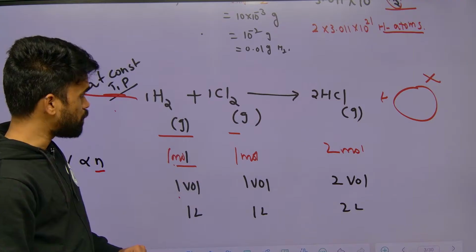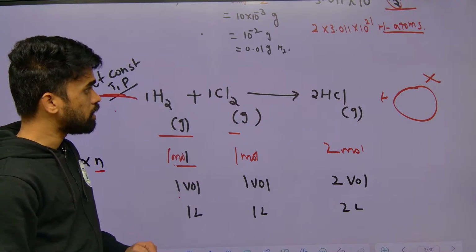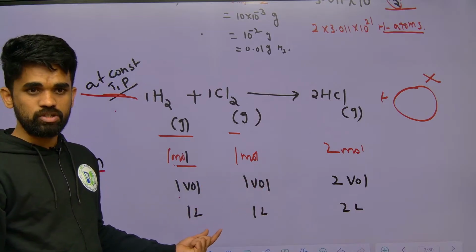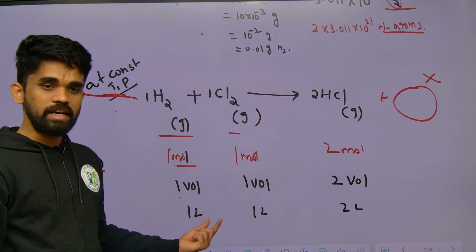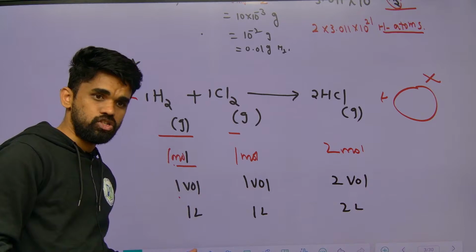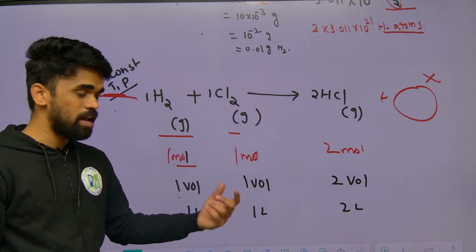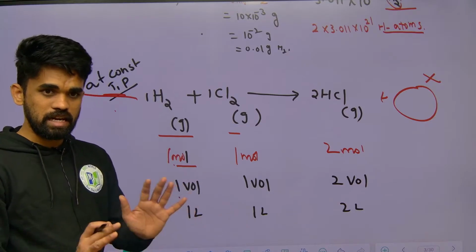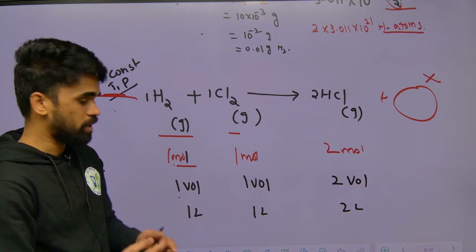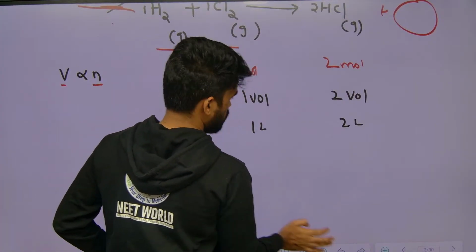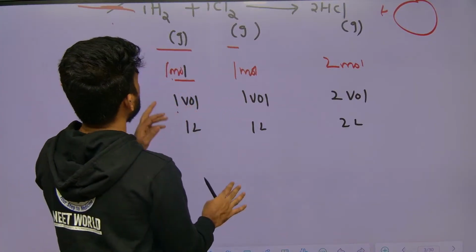For example, I got 20 ml of HCl. What ratio should I take here? 10 ml of H2, 10 ml of Cl2 gives you 20 ml of HCl. Is this clear or not? Very basic understanding. Okay, right. Next.